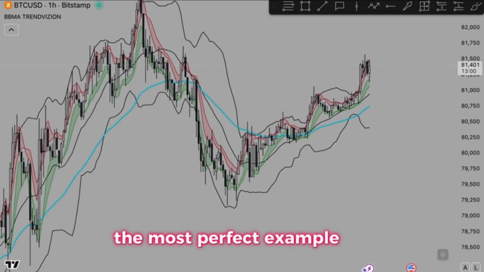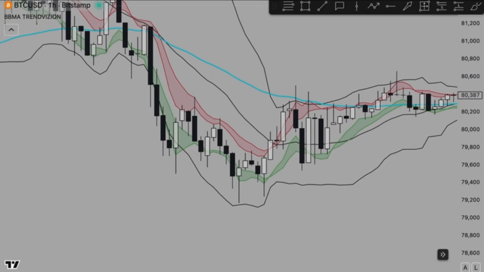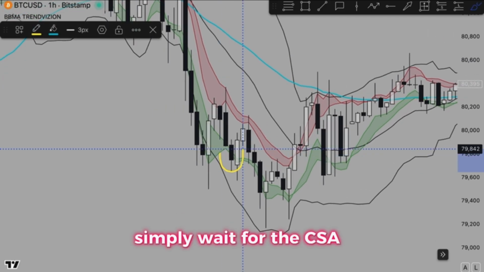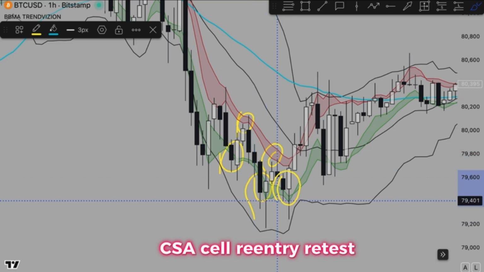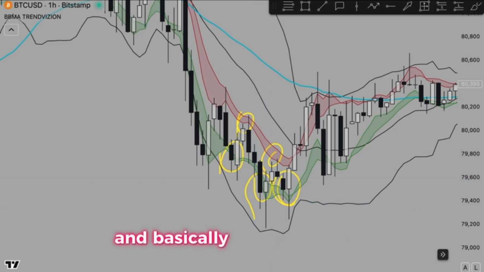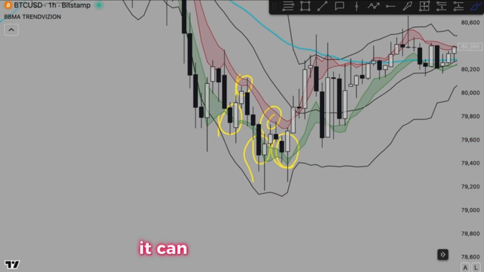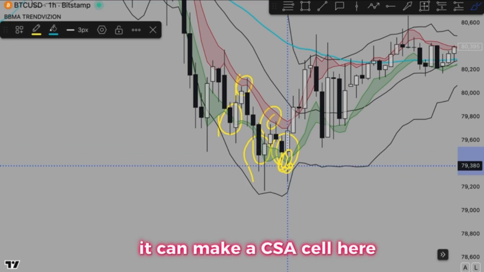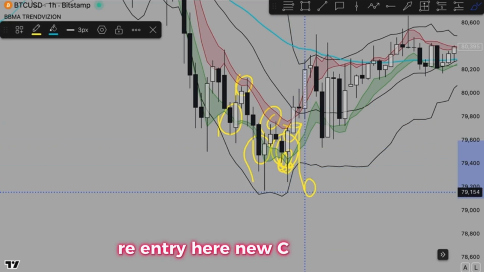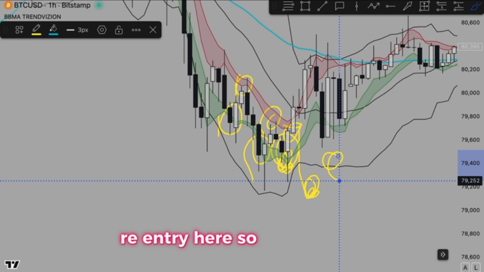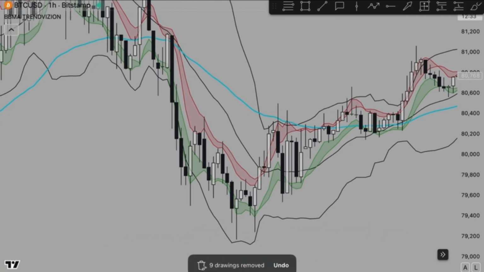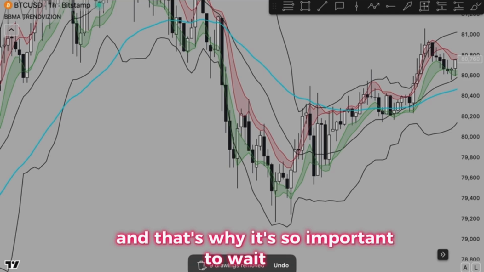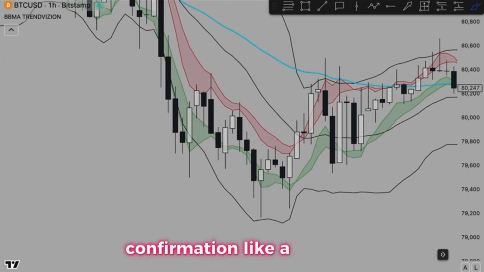So yeah, that's how to trade MHV. The most perfect example is this one. Simply wait for the CSA sell, re-entry, CSA sell, re-entry, retest. And basically this can go forever, right? It can make a CSA sell here, re-entry here, new CSA sell here, re-entry here. So that's why you have to wait, because you don't know how low it can go before going up. And that's why it's so important to wait for a confirmation, like a break of MA high.